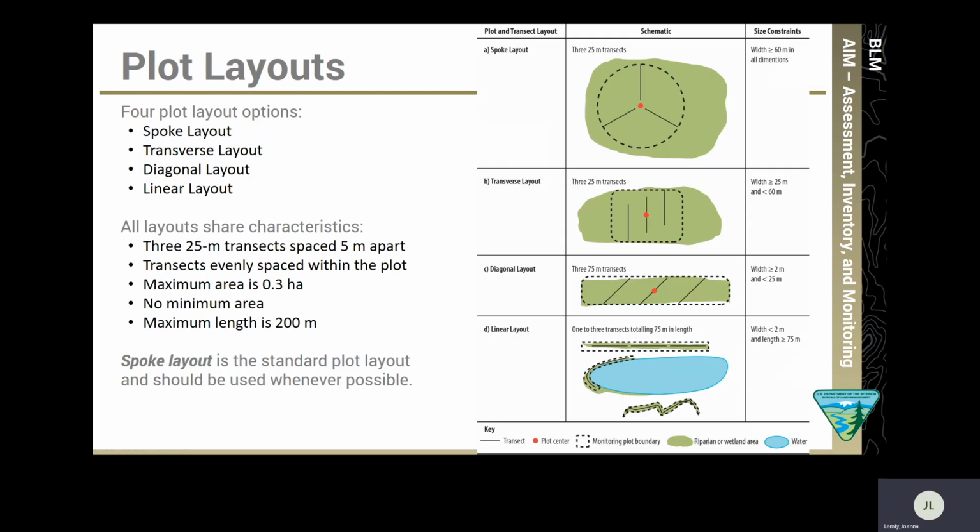The protocol includes 4 plot layout options: a spoke layout, a transverse layout, diagonal layout, and a linear layout. All layouts share a few common characteristics: 3 25-meter transects spaced 5 meters apart, transects spaced evenly across the plot, a maximum area of 0.3 hectares or 3,000 square meters. There's no minimum area of a plot, but there is a maximum length of 200 meters. Of these plot layout options, the spoke layout is the standard plot layout and should be used wherever possible.